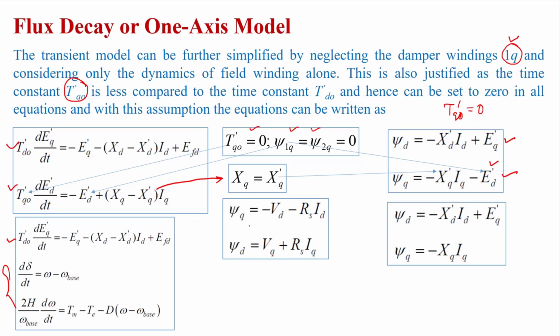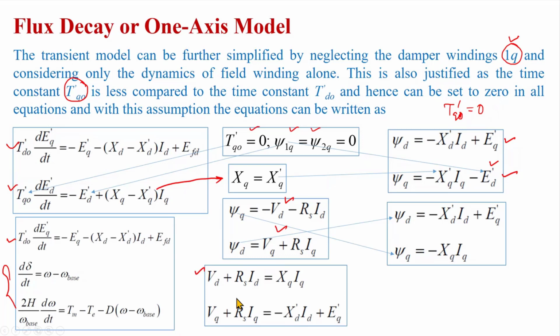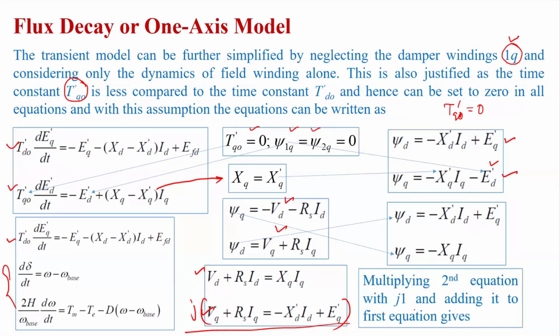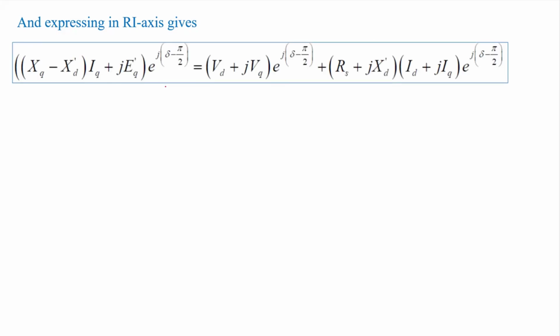Therefore, psi q and psi d in terms of terminal voltage, we already know this equation. Now substituting this psi q and psi d in these two equations, we get Vd plus Rs Id equal to Xq Iq, and Vq plus Rs Iq is equal to minus Xd dash Id plus Eq dash. Now if we multiply the second equation by j and add it to the first equation, it gives this equation. Expressing it in the R-I axis, also in the common reference frame, we get this equation. This is the final equation which represents the generator equivalent circuit.